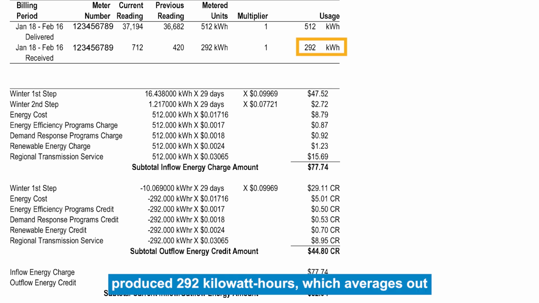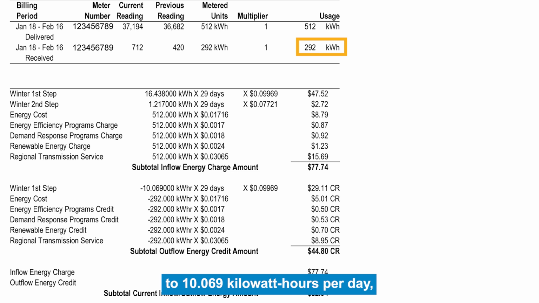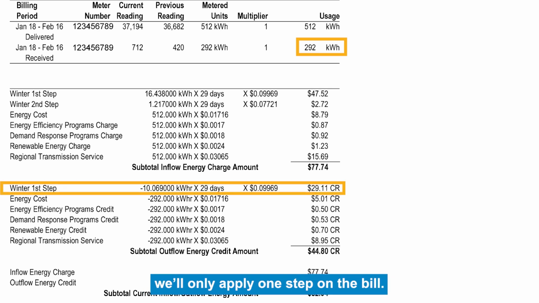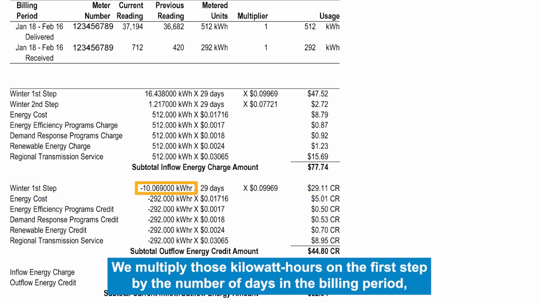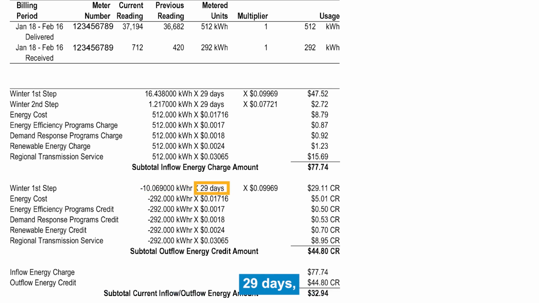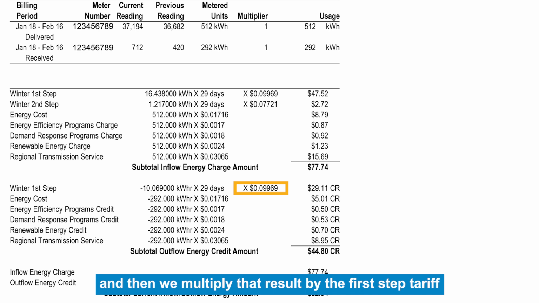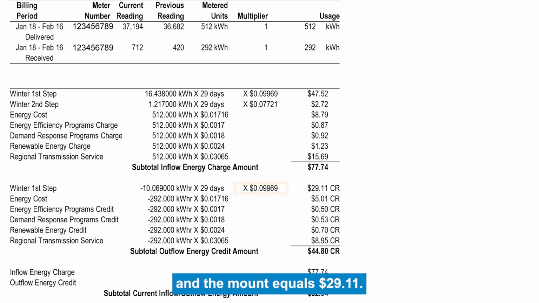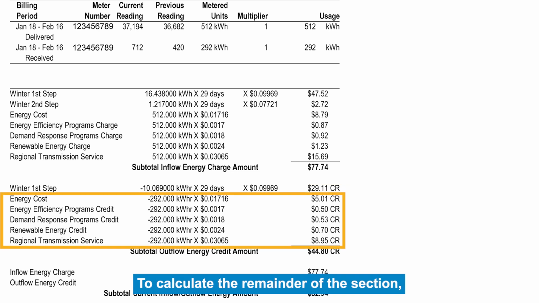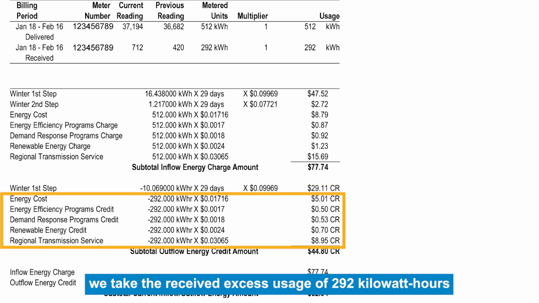Because the system produced 292 kilowatt hours, which averages out to 10.069 kilowatt hours per day, and that is less than the first step cap, we'll only apply one step on the bill. We multiply those kilowatt hours on the first step by the number of days in the billing period, 29 days. And then we multiply that result by the first step tariff, and the amount equals $29.11.